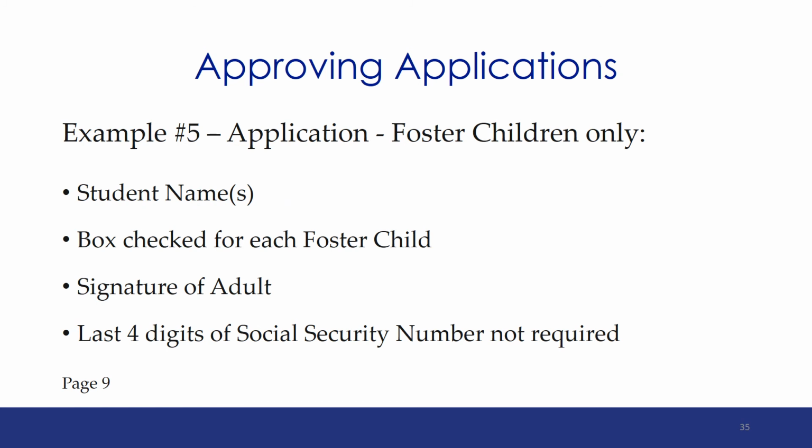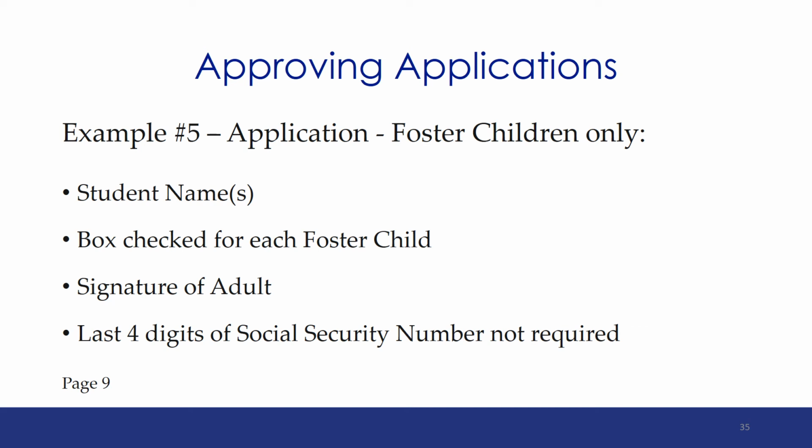The next 3 examples involve approving applications with foster children. Example number 5 can be found on page 9. If you have an application that involves a foster child only, a complete application includes the student's name, the box marked for each foster child, and the signature of an adult. The last 4 digits of a Social Security number are not required. Remember, foster children automatically qualify for free meals.